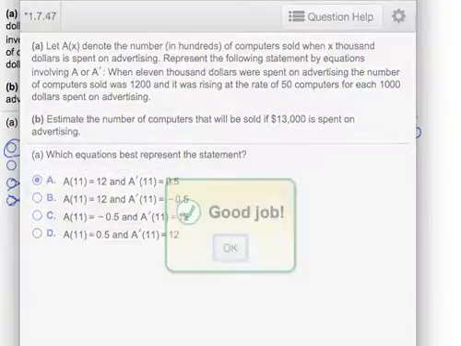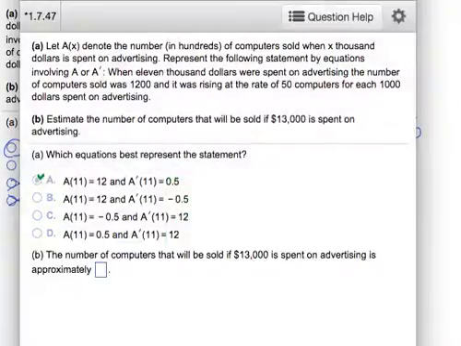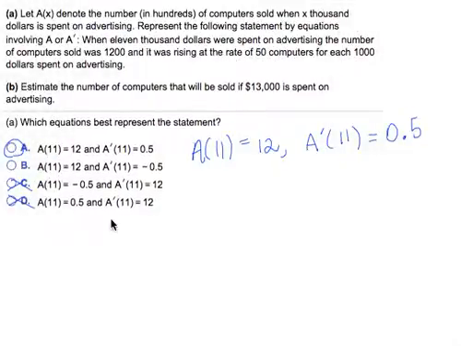Then we'll look at B. Estimate the number of computers that will be sold if $13,000 is spent on advertising. Well, we're currently only spending $11,000, so that means we need to increase X by 2. Okay, we know it's rising at this rate, so this also, in terms of marginals, tells us the approximate amount that A would rise if X increases by 1.